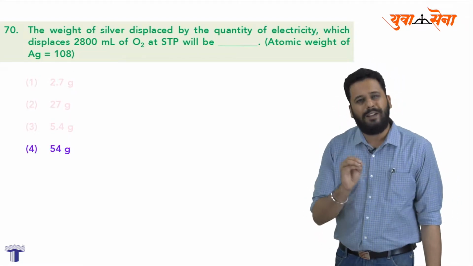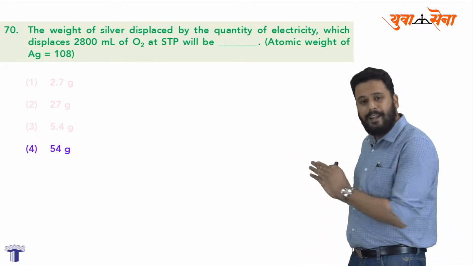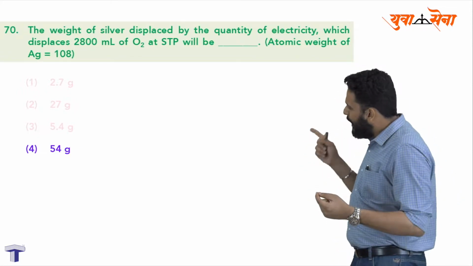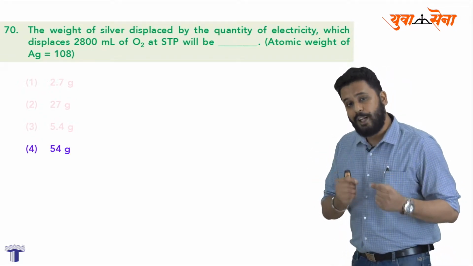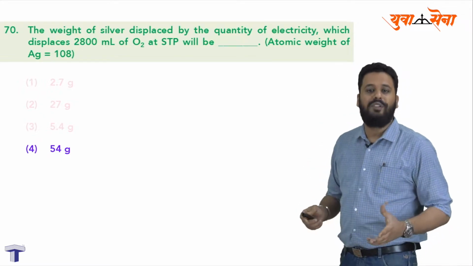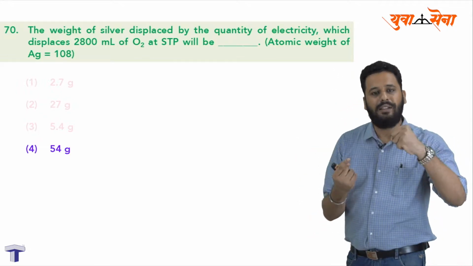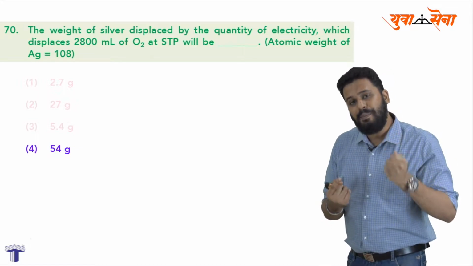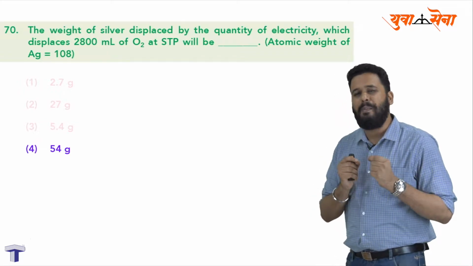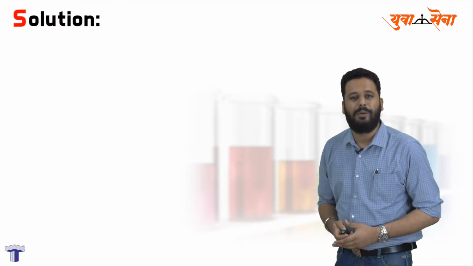Alright, first you need to understand the question really well. The weight of silver which will be displaced, that has been asked to us. Now this electric charge which will displace this silver is the same electric charge which will displace 2800 ml of oxygen. So we know how much oxygen will be liberated. From there we can find what is the charge, and that same charge will displace how much silver. So I hope you must have made a mental map of the solution, which is really very easy, but you will have to keep a track of the things which are going around.